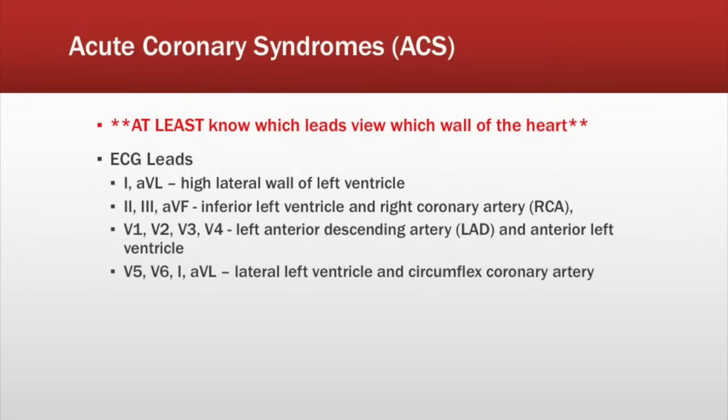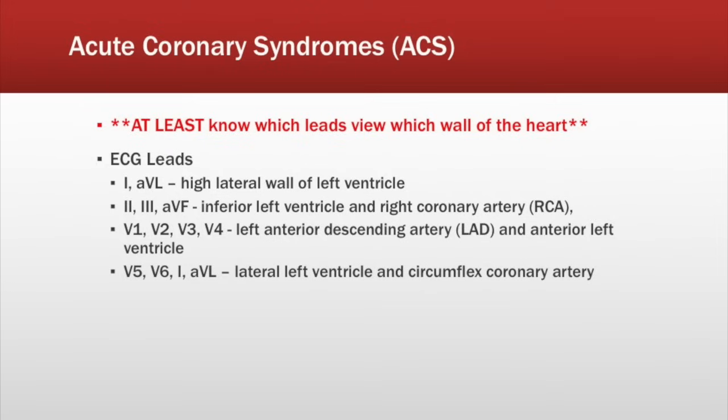V1, V2, V3, and V4 look at your left anterior descending artery, LAD, and this is the anterior left ventricle. So obviously, you've heard of an anterior MI. This is where the ST elevation is going to be. This is going to be one of the most dangerous and has the worst outcomes. Your V2, V3 area, V4 is also your septal leads. Those are right between the ventricles there.